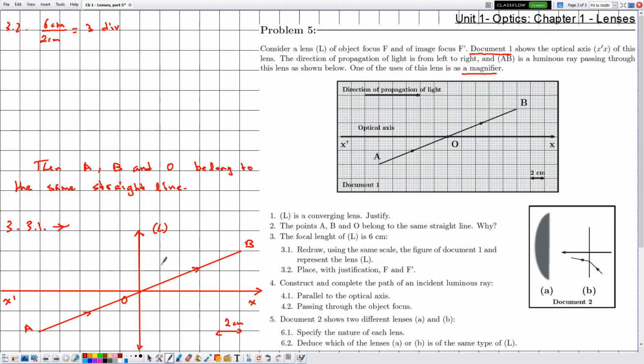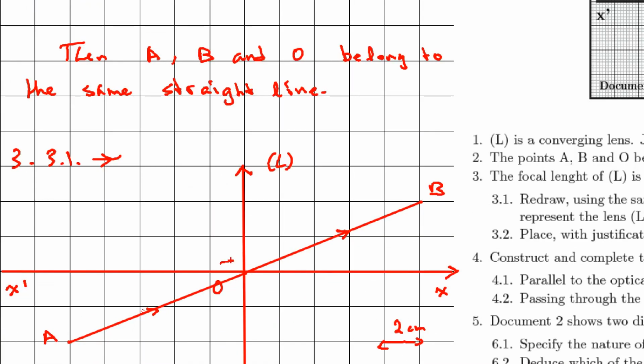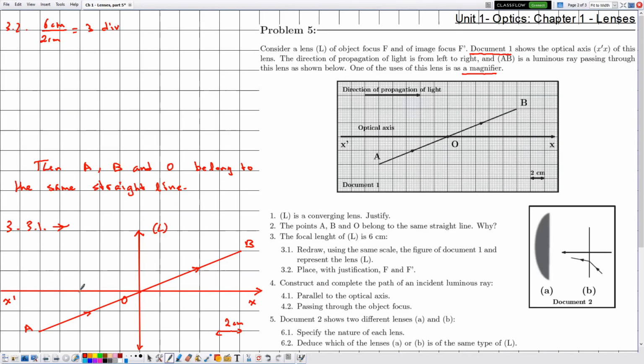Then the object focus F and the image focus F prime will be 3 divisions away from the lens. Since the lens here is a converging lens and the direction of propagation of light is from left to right, the object focus will be on the left and the image focus on the right. So 1, 2, 3. This is the position of the object focus F, and F prime is the symmetric of F with respect to O. And the justification is given by this.